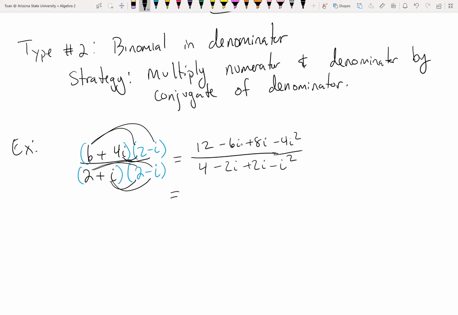So you get a 12. These guys here combine to a positive 2i. And remember that i squared is negative 1. So I have a negative 4 with an i squared. Because i squared is negative 1, negative 4 times negative 1 is going to be a positive 4. In the denominator, these guys cancel out. And same issue over here. See, an i squared is a negative 1. So I have a minus i squared. That's a minus negative 1, or in other words, plus 1.